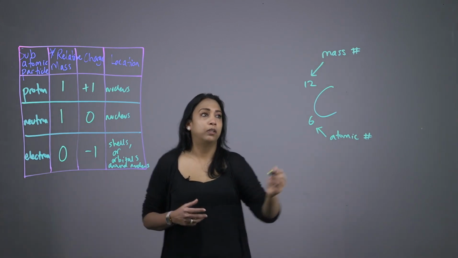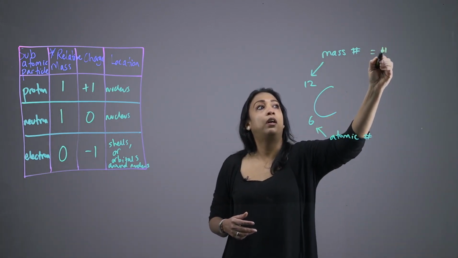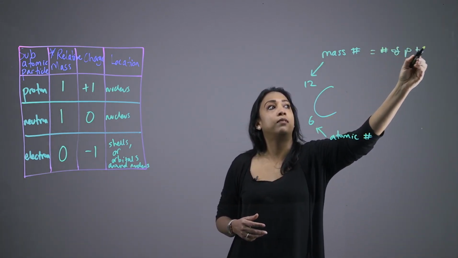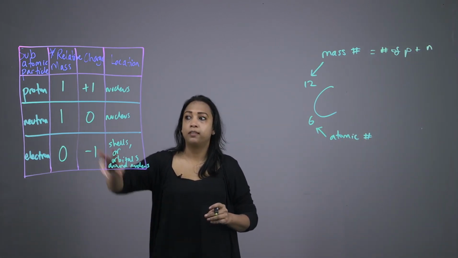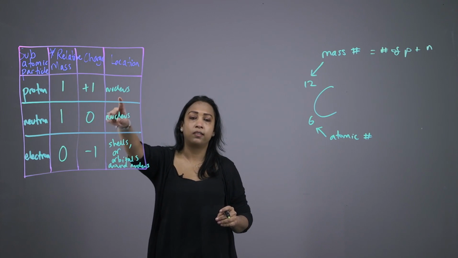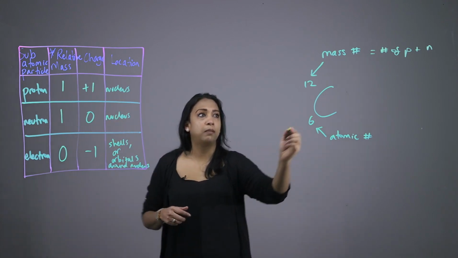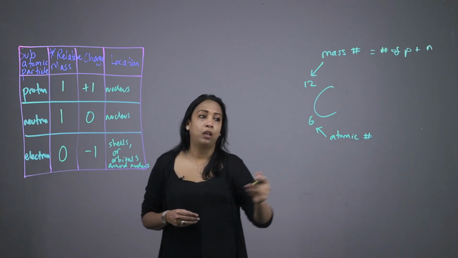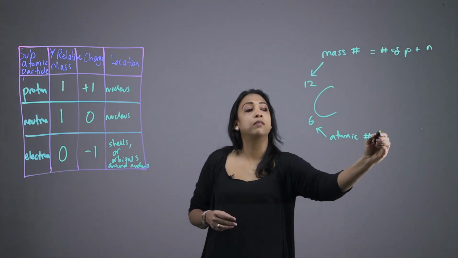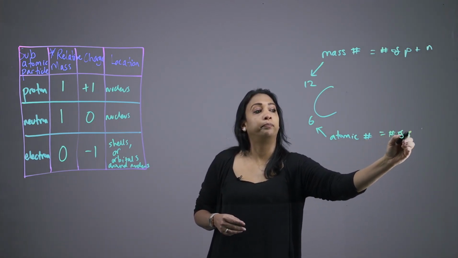So what do these numbers mean? The mass number is equal to the number of protons plus the number of neutrons. Because protons and neutrons exist in the nucleus, the mass number therefore gives us the mass of the nucleus of the atom. The atomic number gives us the number of protons.